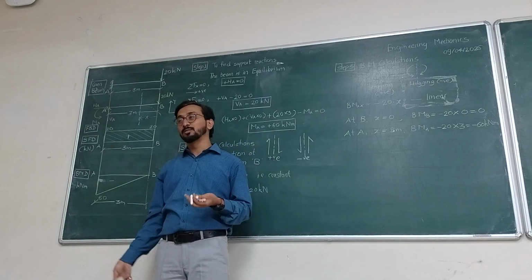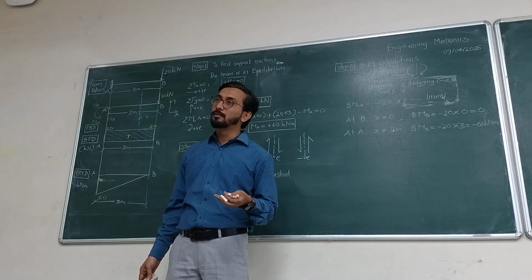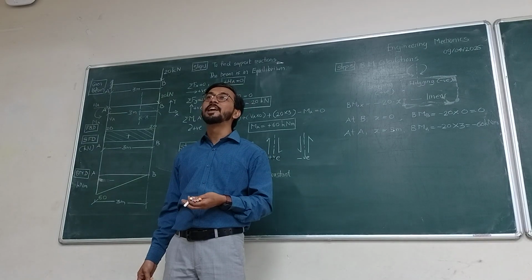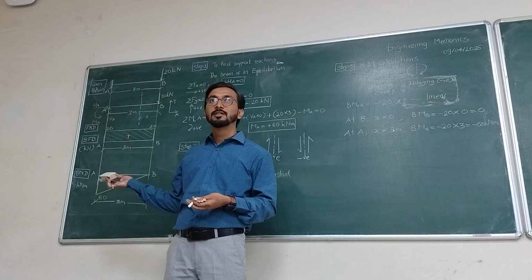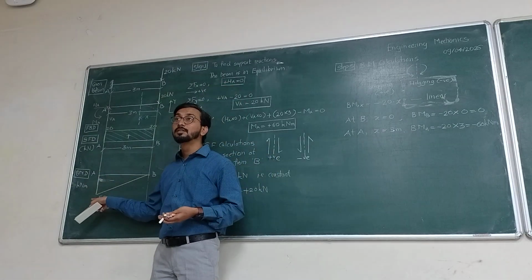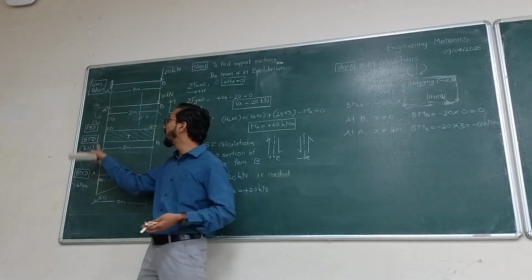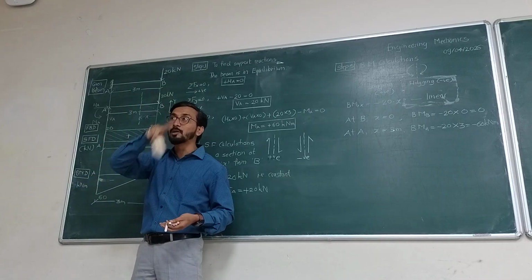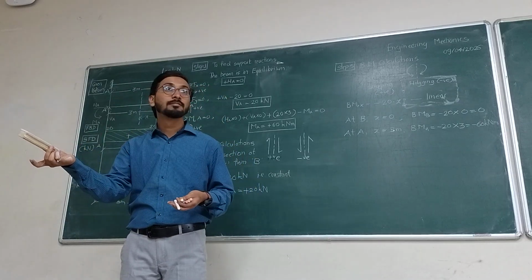Wherever there is a concentrated moment or couple in the bending moment diagram, there is a vertical ordinate. Do you see the ordinate, the vertical line in the BMD? Yes or no? It appears only where there is a couple or concentrated moment. So wherever in the beam there is a concentrated moment or couple, there will be a vertical line. What about the shear force diagram?